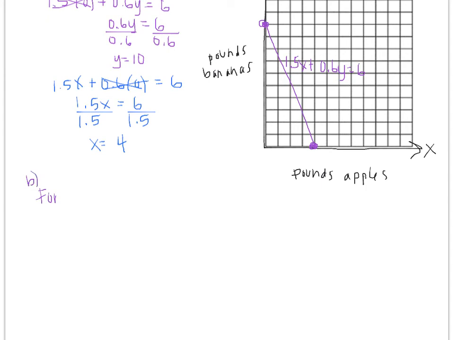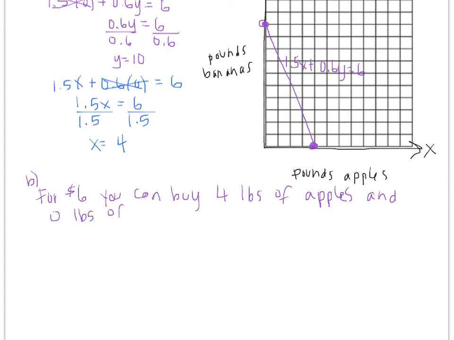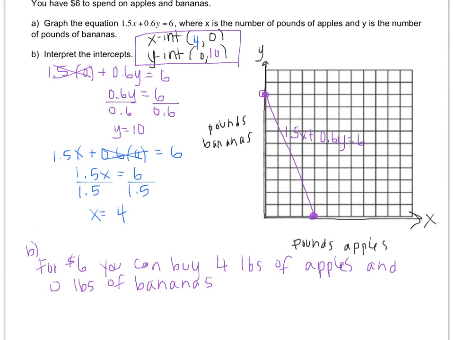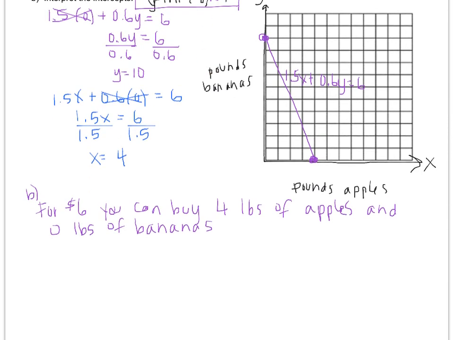So this is part B. For $6, you can buy 4 pounds of apples and 0 pounds of bananas. And then the other intercept is the kind of flip of that. For $6, you would buy 0 pounds of apples and 10 pounds of bananas.